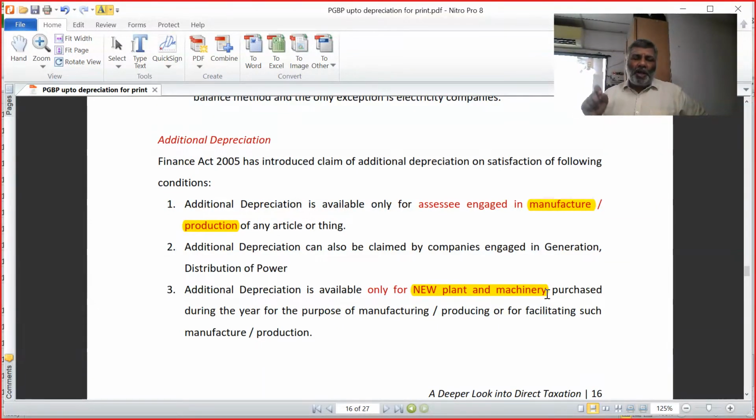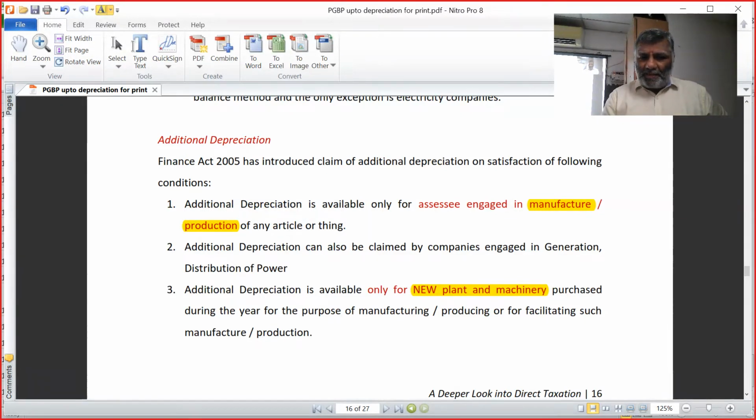Only for new plant and machinery, only for additions, and it should be new plant, not second hand plant and machinery, be it imported or domestic purchase. I have a reason for telling you. By tomorrow you will be very clear why I am saying imported is also covered for this section. Second hand imported machinery will not be treated as new.